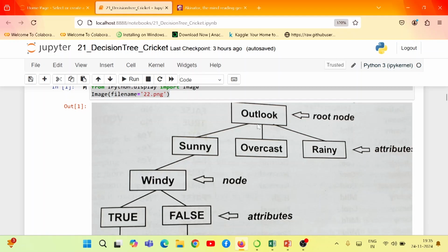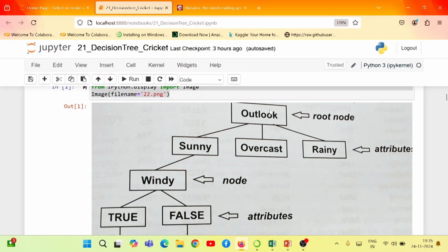This node may have values called attributes. For example, this outlook may be sunny, it may be overcast, or it may be rainy, which are called the attributes. These attributes can be imagined like the branches of the tree.